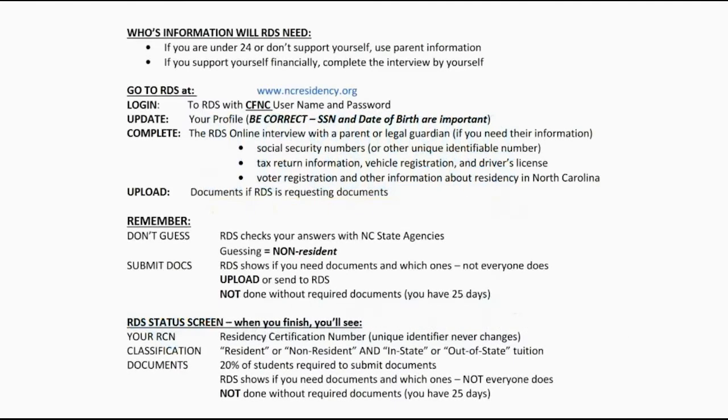Here's a few tips that will help you when completing the questionnaire. RDS uses the same username and password as CFNC. If you have not created a CFNC account, you can create a RDS account at ncresidency.org. If you are under the age of 24 or do not support yourself financially, you will be asked to also supply your parents' information.